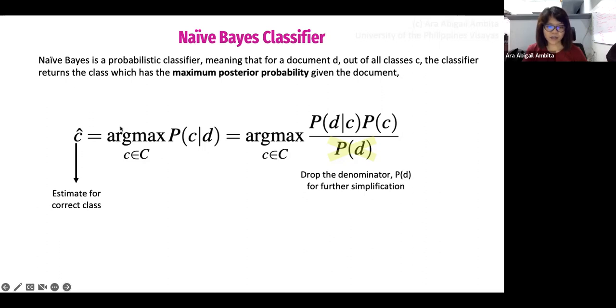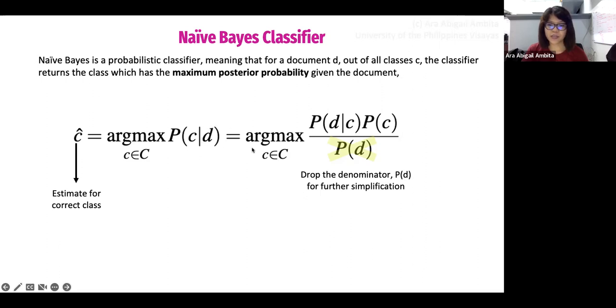What we mean by argmax here is that this classifier will return the class which has the maximum posterior probability. In other words, let's say we have the probability of an email being spam given the document, and then we also compute the probability of an email being ham given the document. Each of these posterior probabilities we will compute, and the one that has the highest probability will be the class of that email.